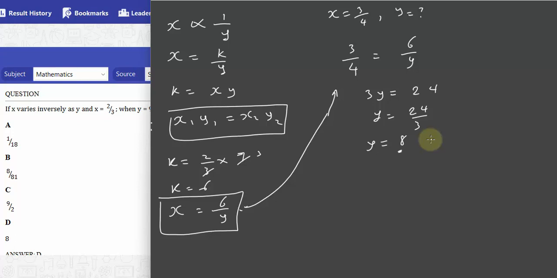But there's another method we can use to solve this, and it could be quicker than the first approach. For inverse variation, this is the formula: x1 y1 equals x2 y2. What this means is x1 is the first known value of x, which is 2 over 3. The second known value of x is 3 over 4. Then for y, the first known value is 9.